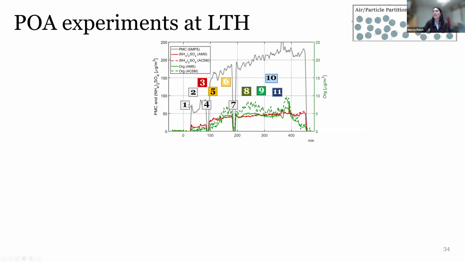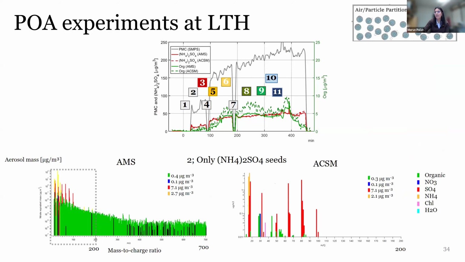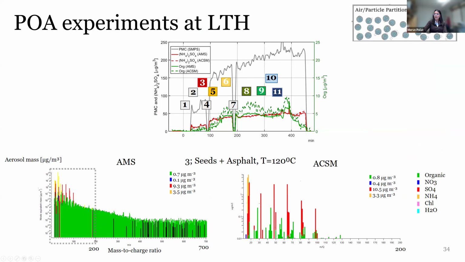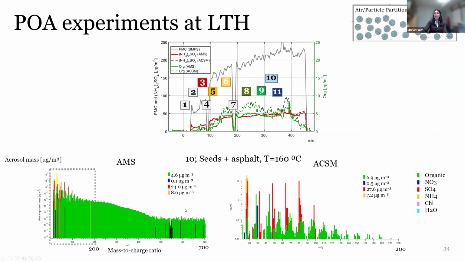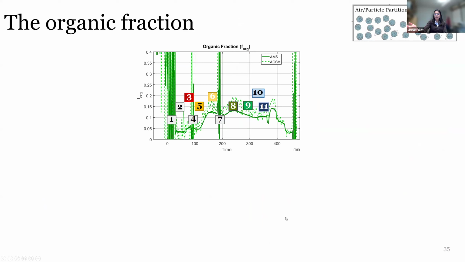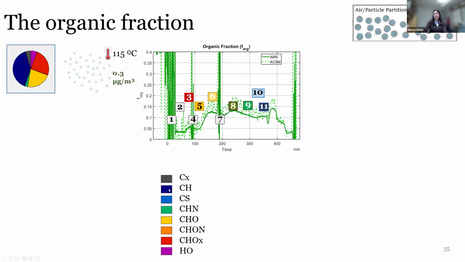But similarly, what we see is that these different periods, I have then marked, for example, there are different temperature settings, or they're like on and off seed settings. So what we see is that if we only have the seeds, this is what the mass spectrum looks like. And then when we put in the asphalt, we start seeing some of these organics, these organic peaks. And then when we increase the temperature, it becomes more and more apparent. So again, another way to look at this is the organic fraction. We see it making up here. So when we have the seeds, we have typically CH family groups like this.